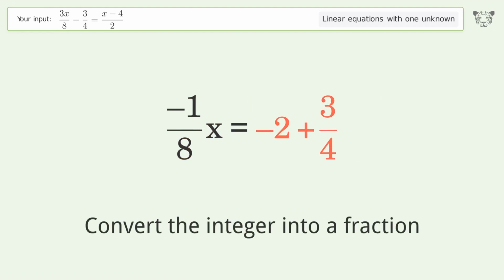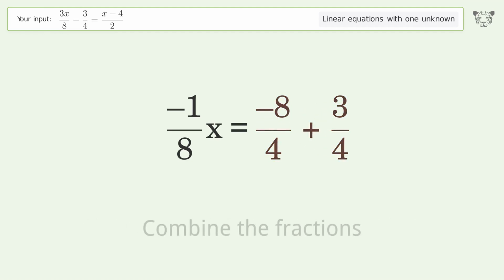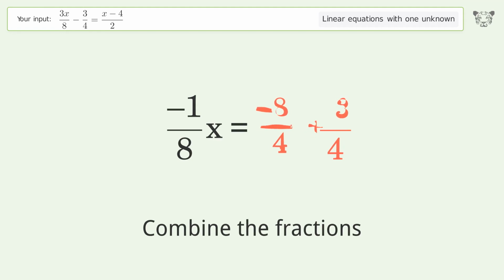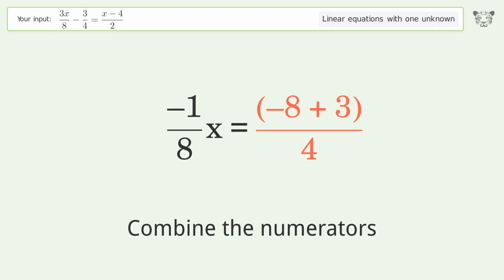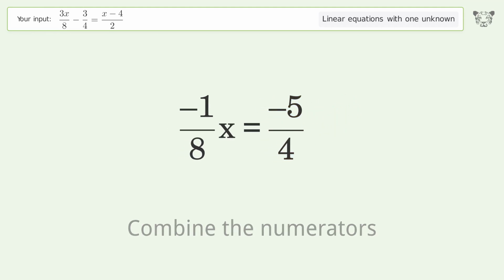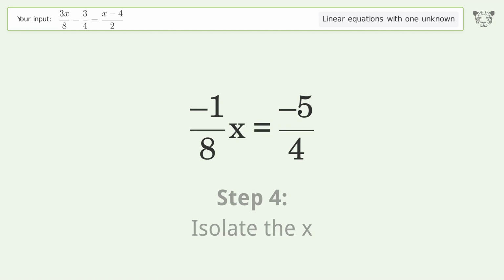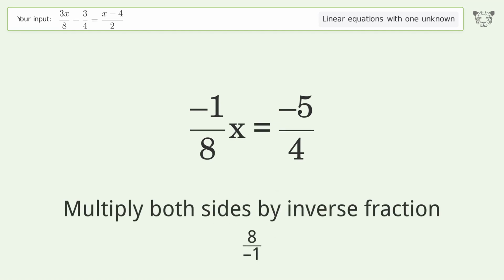Convert the integer into a fraction. Combine the fractions. Combine the numerators. Isolate the x. Multiply both sides by inverse fraction 8 over -1.